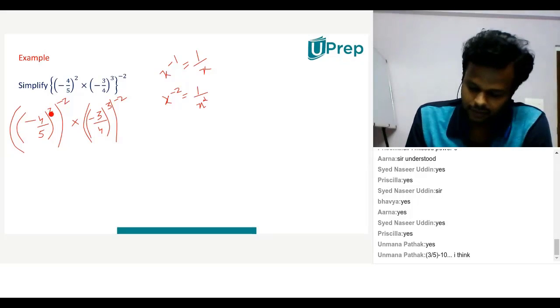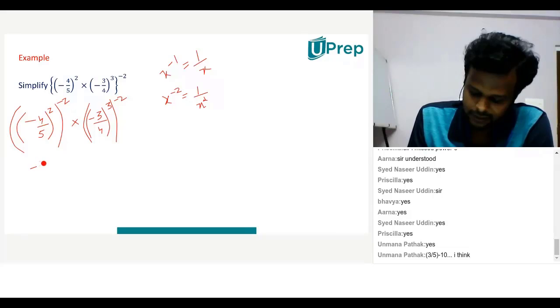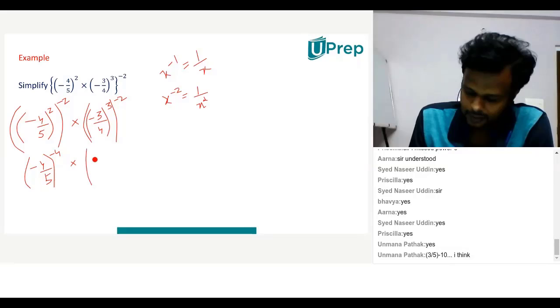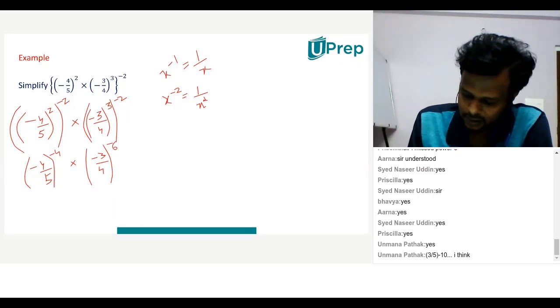Now for the power, 2 into minus 2 is minus 4. So this becomes minus 4 by 5 whole to the power minus 4, because 2 into minus 2 is minus 4, into minus 3 by 4 whole power, 3 into minus 2 is minus 6. This becomes minus 6.